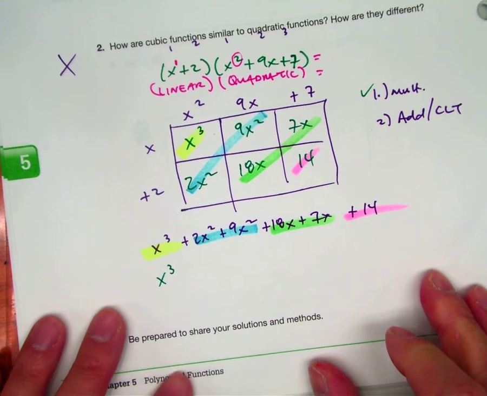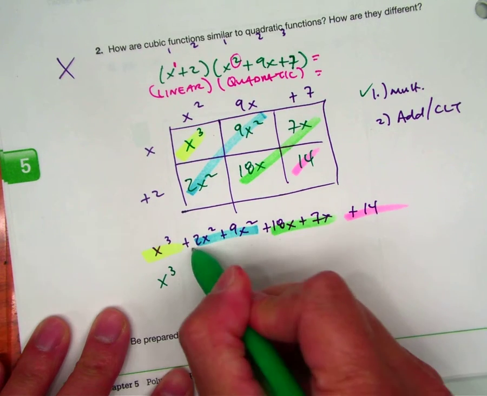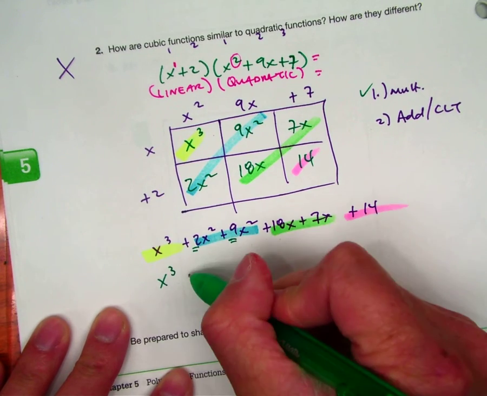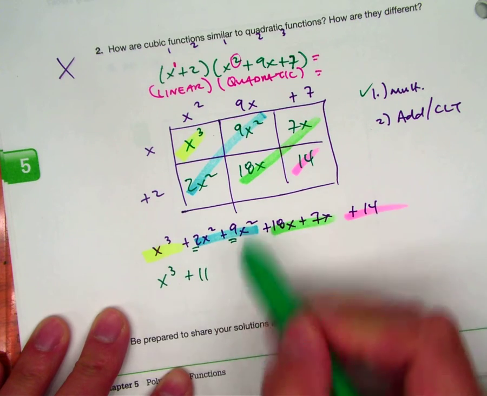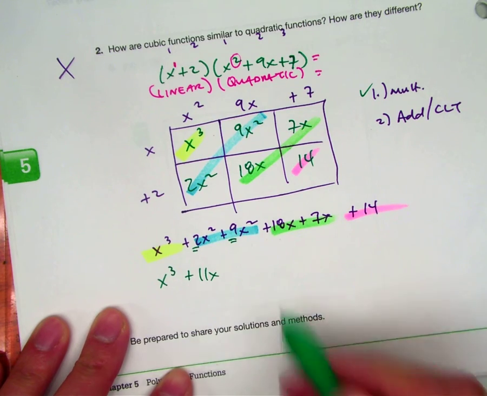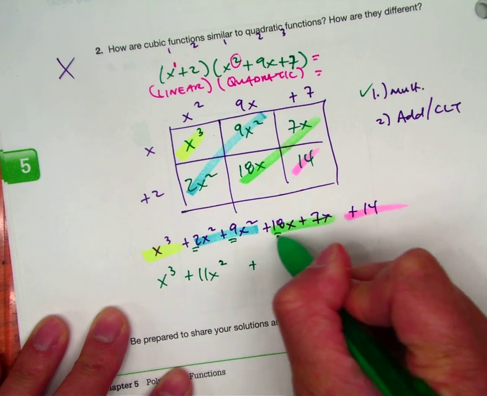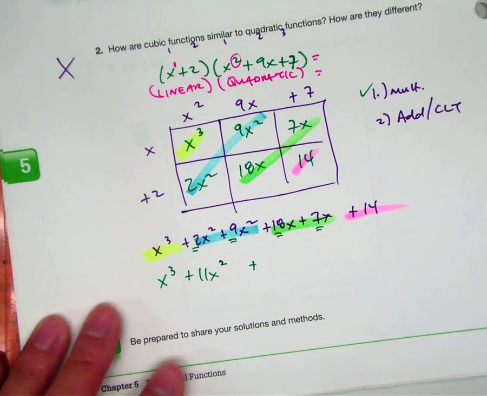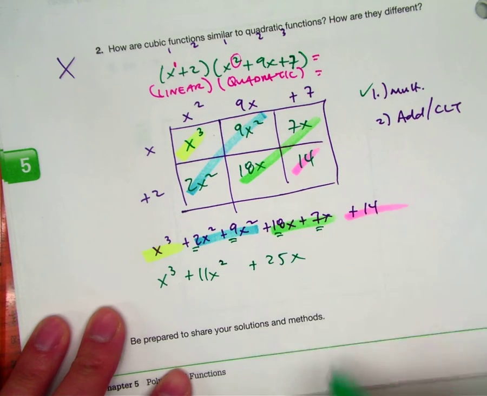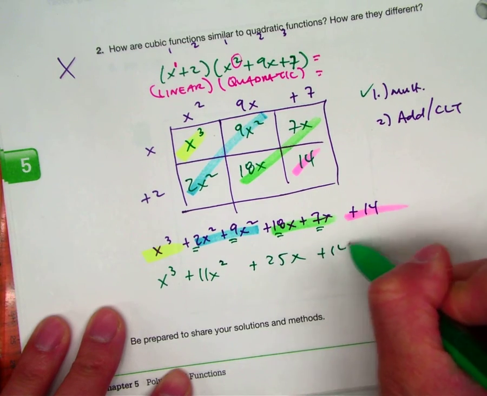Now when they're like terms, all you have to do is add the coefficients. Class, what's 9 plus 2? Do I need to add the exponents? No, you do not. So it's 11x squared. 18 plus 7? 25. And then you have a 14 here.